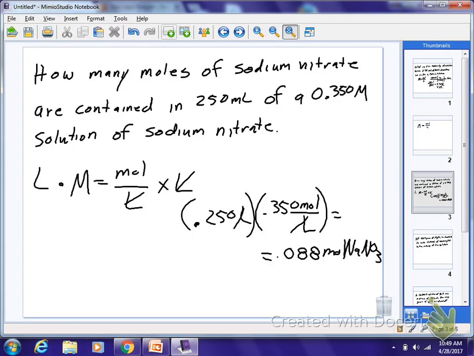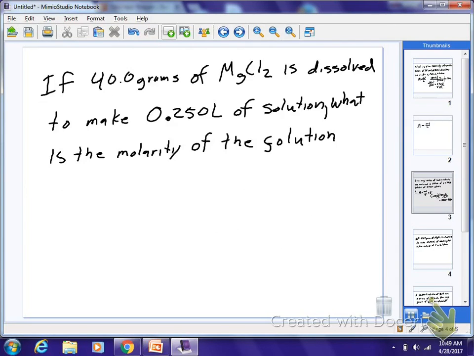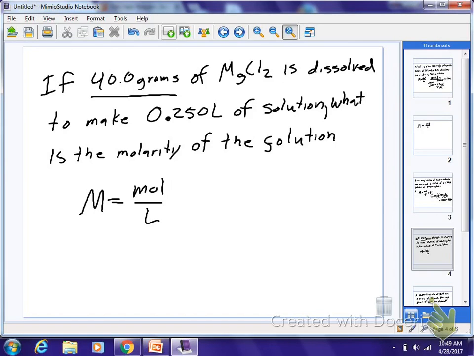Okay. Number 3, you have to do kind of the opposite of this. You're going to have to change grams to moles and then plug it into that equation. So on the third one, you're going to have to change this into moles. Then once you do that, you can find the molarity, because molarity is moles over liters. So go ahead and do that.